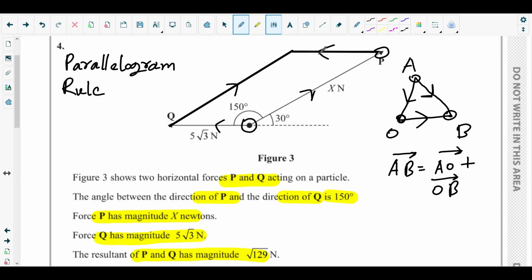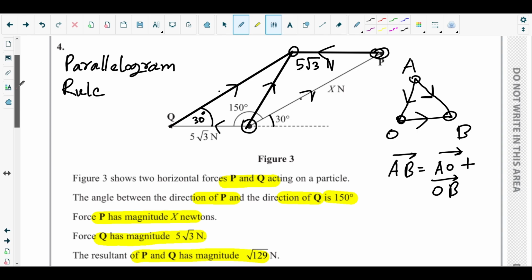Again, for the force 5 square root of 3 newtons, this is the tail and this is the head. So the resultant would be connecting the tail of the initial vector and the head of the final vector. This one is the resultant. Now this angle is 30 degrees, and this side and this side are parallel, so this angle is also 30 degrees. Now which rule can we use here?